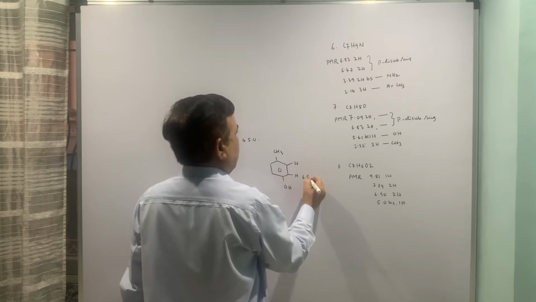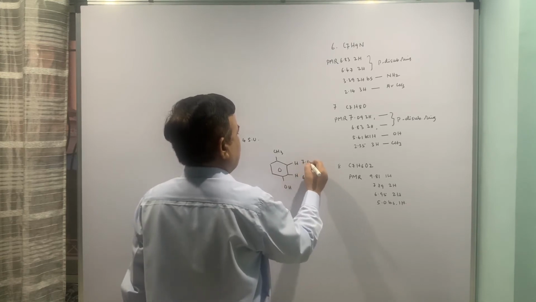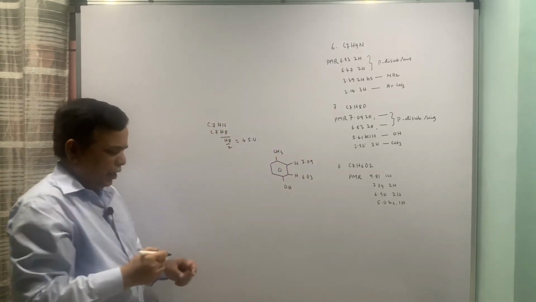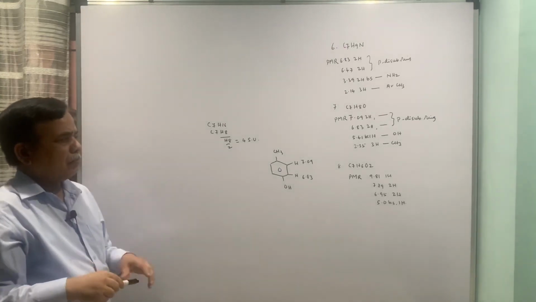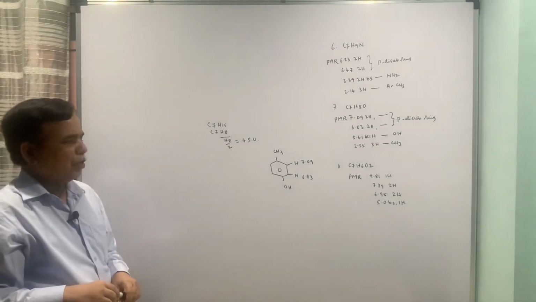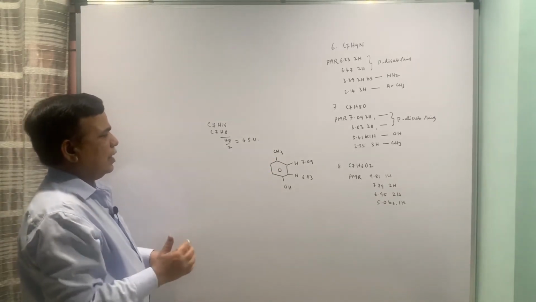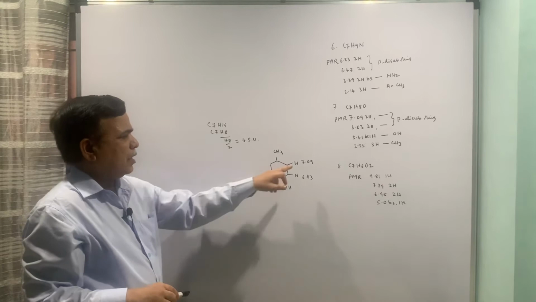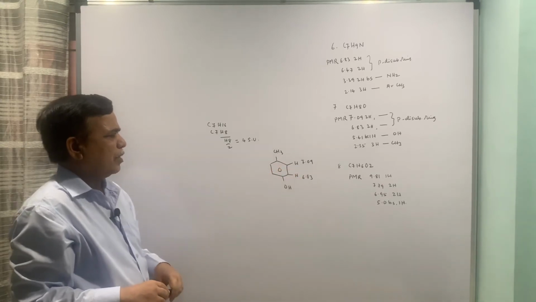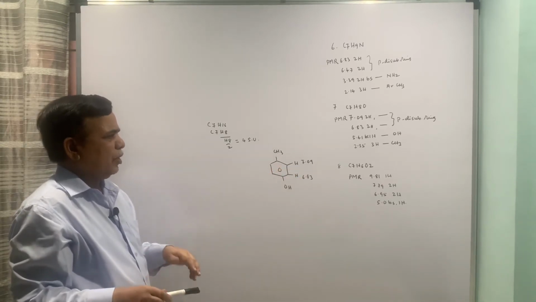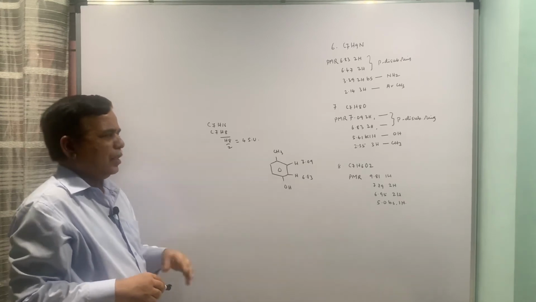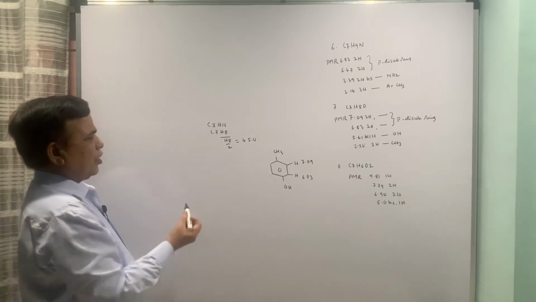This is 6.83, this is 7.09. OH is also a donor, so the ring is overall electron rich, and therefore the chemical shift is slightly less in terms of the delta value. So instead of 7.2 it is 7.09, that means the ring is electron rich.